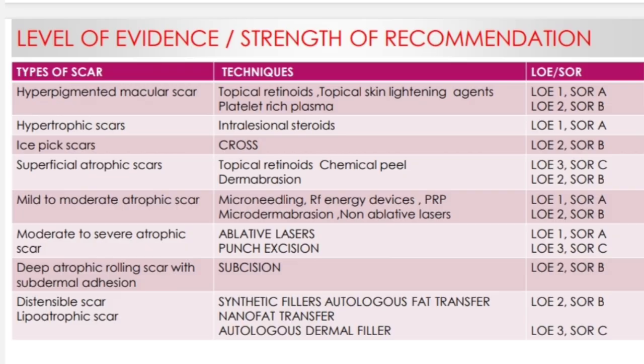Dermabrasion used for superficial atrophic scar has level of evidence 2 and strength of recommendation B. For mild to moderate atrophic scar, microneedling, RF energy devices and PRP have level of evidence 1 and strength of recommendation A. Microdermabrasion and non-ablative lasers used for mild to moderate atrophic scars have level of evidence 2 and strength of recommendation B. In case of moderate to severe atrophic scars, ablative lasers have level of evidence 1 and strength of recommendation A. Punch excision, used for moderate to severe atrophic scar, has level of evidence 3 and strength of recommendation C. Subcision, usually indicated for deep atrophic rolling scar with subdermal adhesion, has level of evidence 2 and strength of recommendation B.